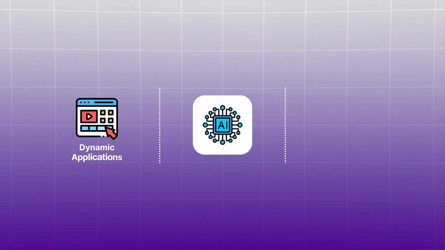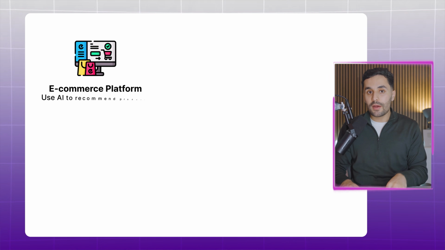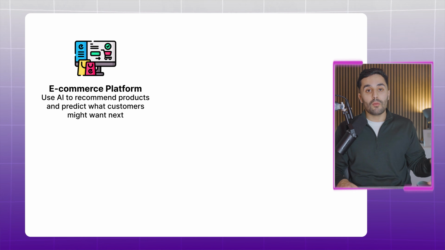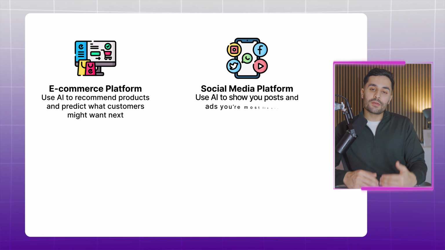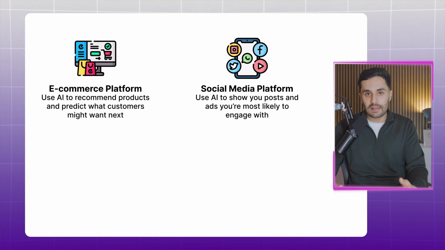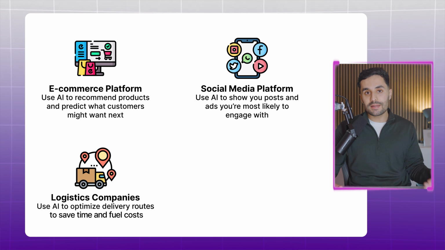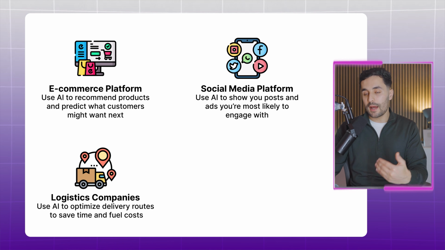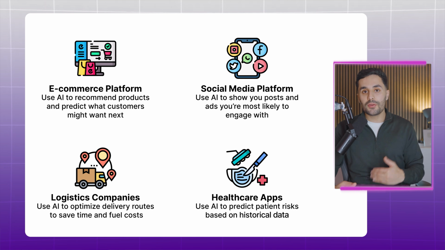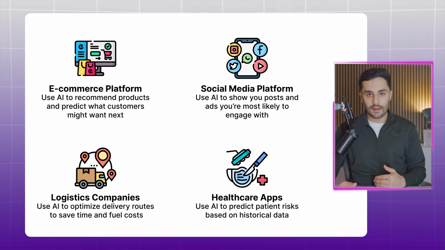Now, AI matters more than ever because it's what separates modern dynamic applications from those stuck in the past. Think about how applications and services are evolving. For example, e-commerce platforms are using AI to recommend products and predict what customers might want to buy next. Social media platforms use AI to show you posts and ads that you're most likely to engage with. Logistics companies are optimizing delivery routes with AI to save time and fuel costs. Healthcare applications are using AI to predict patient risks based on historical data. If you're building applications for 2025 and beyond, understanding and implementing AI will be one of the most important and valuable skills that you can have as any kind of engineer.